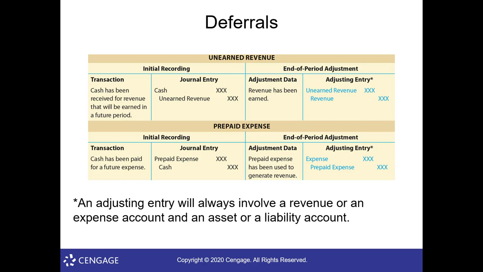So unearned revenue, the initial entry was we received cash for services that we're going to perform in the future, and now that future has come and we need to record the revenue. We paid cash when we bought the insurance policy in prepaid insurance, for example, and now a portion of that policy has expired and we need to expense it in order to match it to the revenue that was earned.